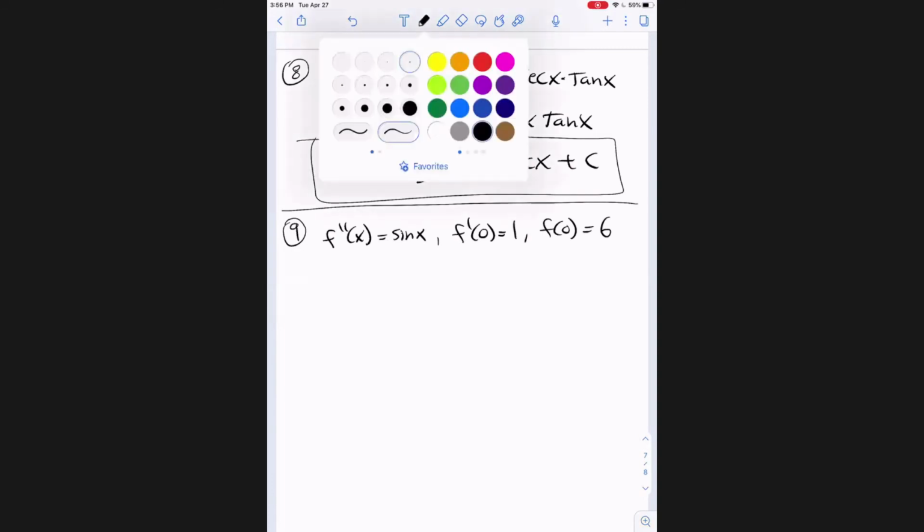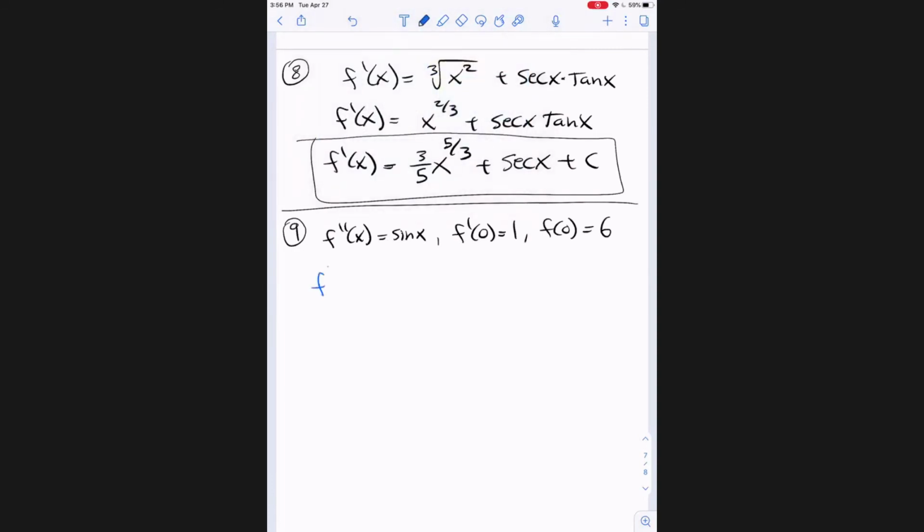So we do this in blue. For f prime of x, we're going 1 step back. What's the antiderivative of sine? Negative cosine of x, right, plus c. Because the derivative of cosine is negative sine, so the derivative of negative cosine will be positive sine. Now, before I continue, I have to use the fact that f prime of 0 equals 1.